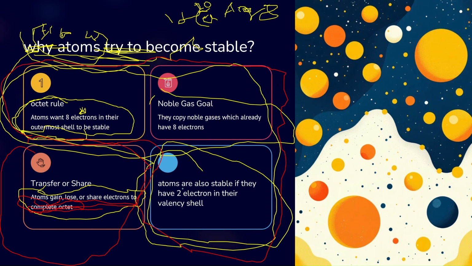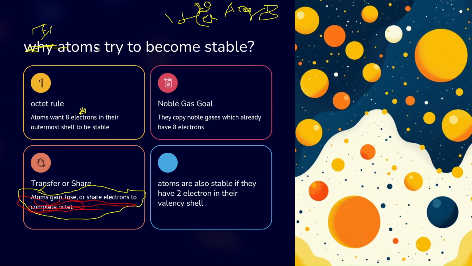Next, I also explained why atoms try to become stable. Another thing I didn't explain is that atoms are also stable if they have two electrons. It is an exception. Hydrogen and helium are also stable with two electrons. So hydrogen tries to become like helium because it is the nearest noble gas to hydrogen. Every element tries to copy the noble gas which is near to it.